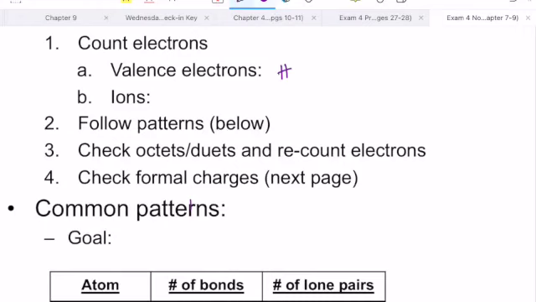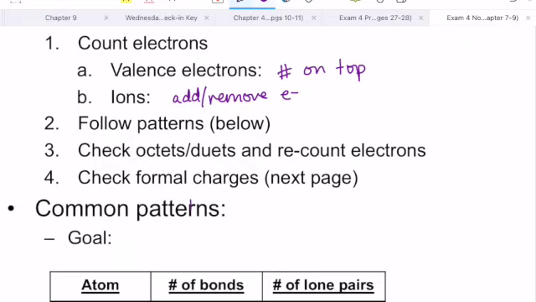So valence electrons is the number on top, and we said when we have ions, we're going to either add or remove electrons. And the reason I'm going over this again is because we're actually going to be drawing the structures today, so I want this to be really fresh in your mind. We said that we're going to follow the patterns in our chart. We're going to count our octets and duets.